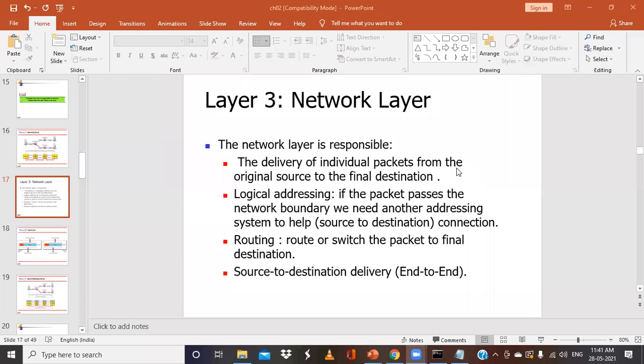And then here we are going to study the logical address. If the packet passes the network boundary, we need another addressing system to help with the connection. Here we require logical addressing. In the next class, we will discuss these in detail, and also the routing purpose. So it is also responsible for routing, that is where we come across the router. In the next class, we are going to study hubs, switches and routers first, and then we are going to study these things in detail.